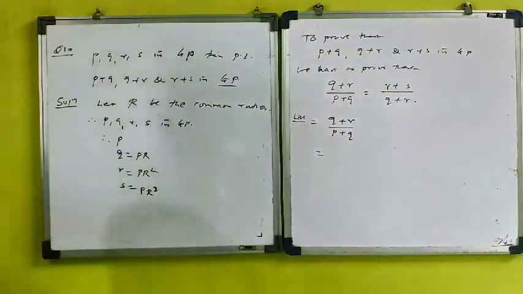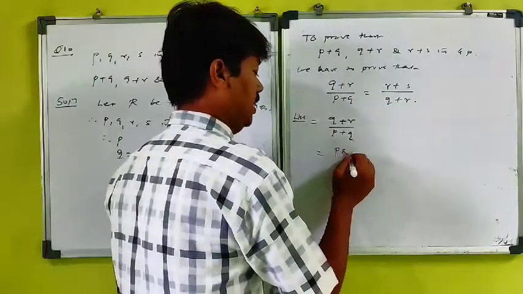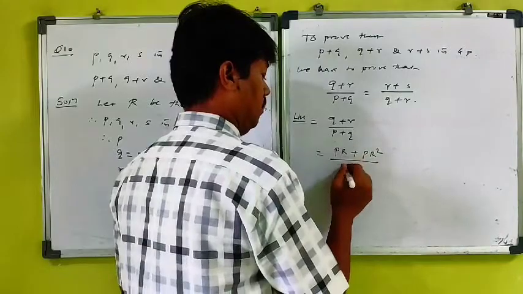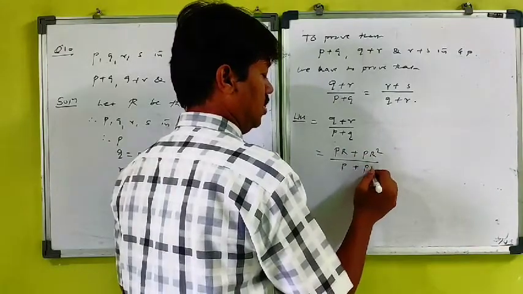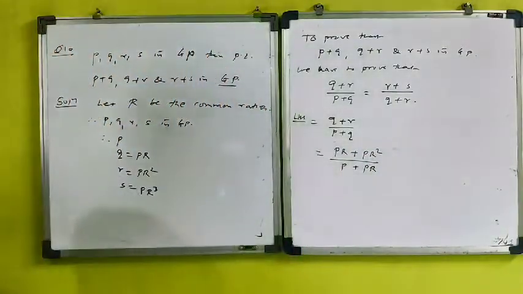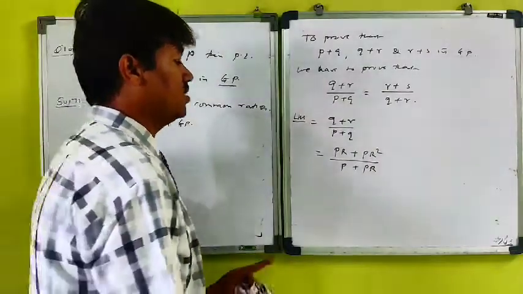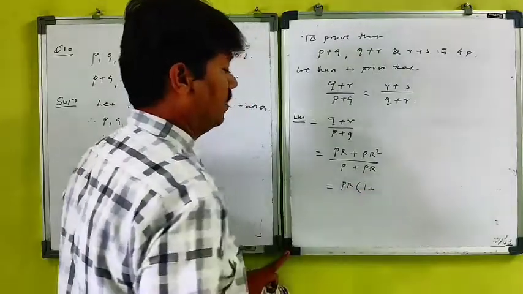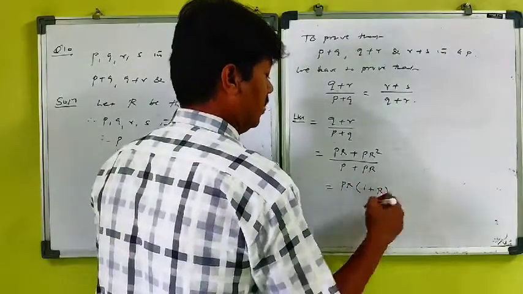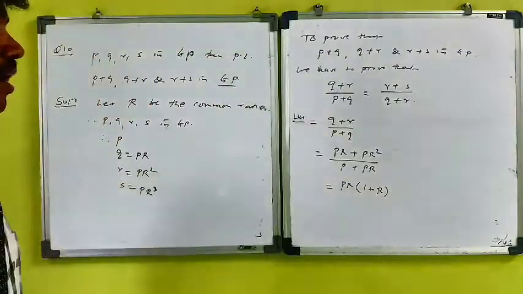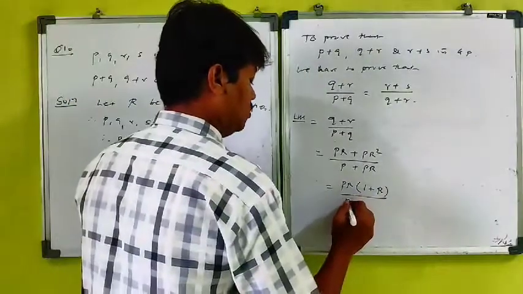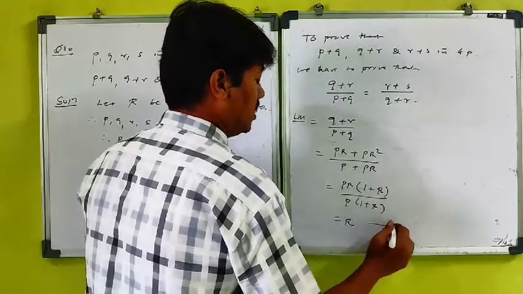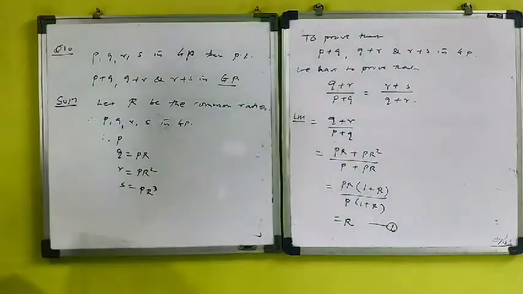Q का value लेंगे अपन PR. So it is PR. R का value होगा PR square. P as it is. Q is again PR. So what is common in both? If you observe in both, if the PR is common, क्या बचेगा 1 plus R बचेगा. नीचे का कॉमन है P, तो P is common, so क्या बचेगा 1 plus R. 1 plus R, P cancel, so क्या बचेगा? This is R, that is the left hand side.